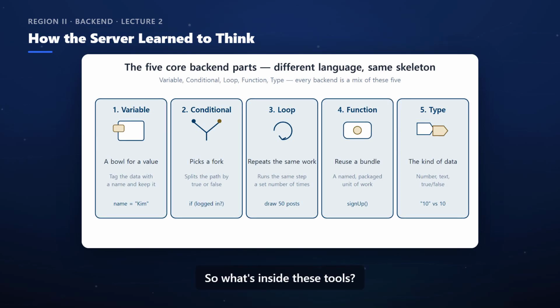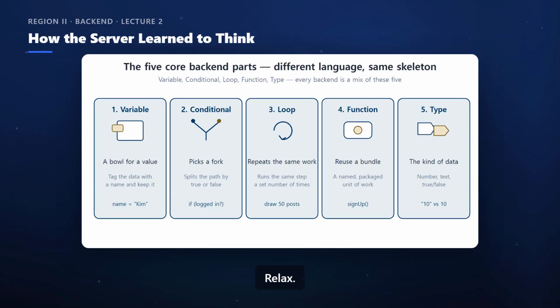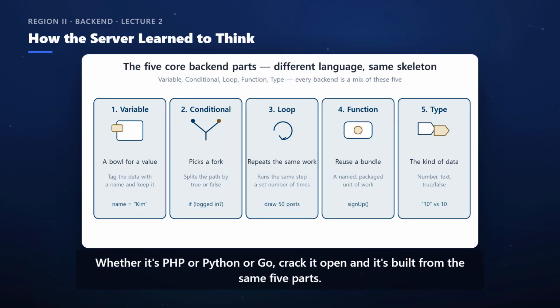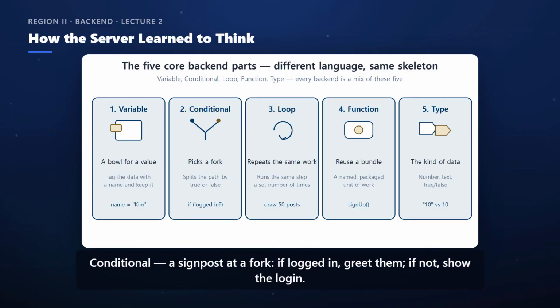So what's inside these tools? Here's where people freeze up. Wait, I have to learn to program? Relax. Whether it's PHP or Python or Go, crack it open and it's built from the same 5 parts. Variable, a labeled bowl that holds a value. Conditional, a signpost at a fork: if logged in, greet them; if not, show the login.